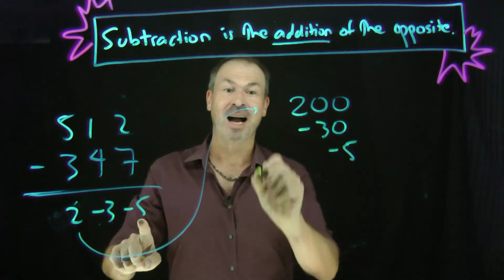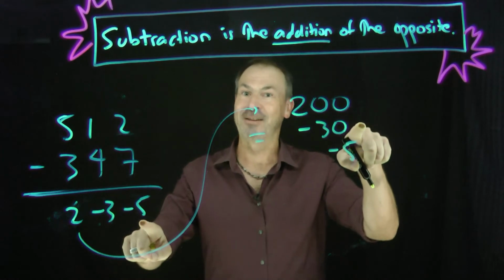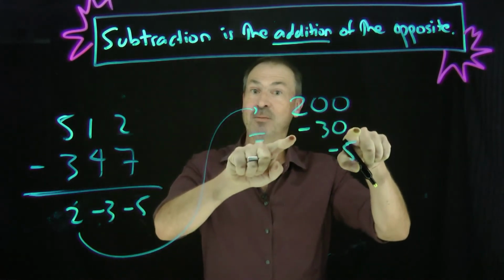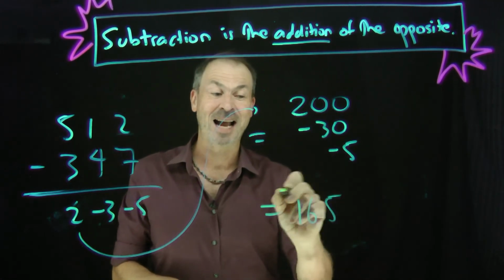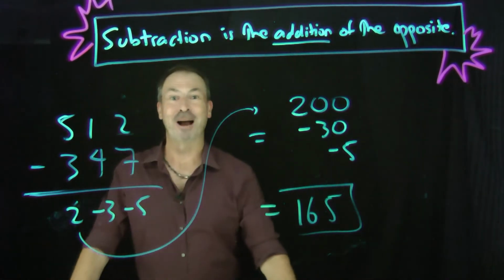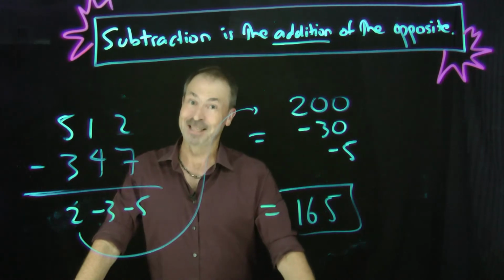It's really negative 5. Oh, so the answer is 200, negative 30, negative 5. That's 170. 170 take away 5 is, there it is. I can see that's 165 right now. Okay, this is really cool.